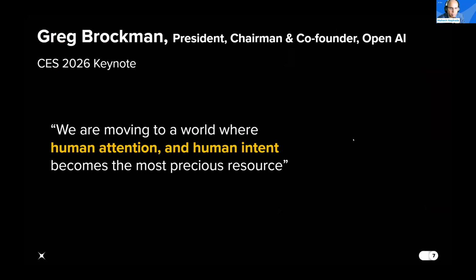That reminds me to share with you a quote. And I found this very profound. I came across this quote when I attended CES earlier this year along with Martin. It was part of one of the keynote speeches. Greg Brockman, president, chairman, co-founder of OpenAI. He said on the stage, we are moving to a world where human attention and human intent becomes the most precious resource.